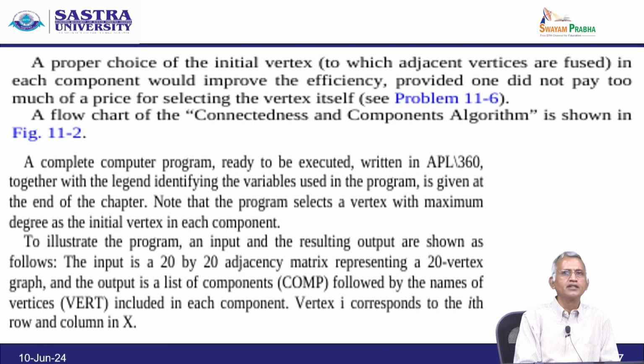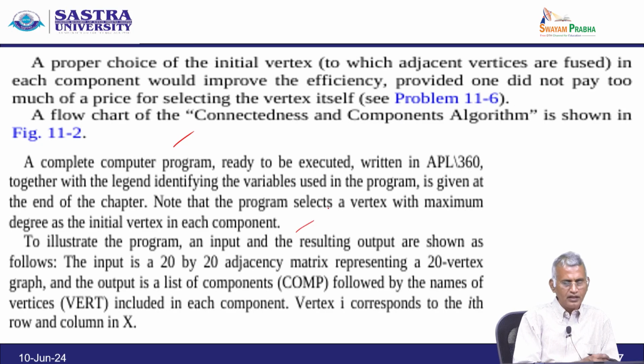A proper choice of the initial vertex in each component would improve the efficiency, provided one does not pay too much of a price for selecting the vertex itself. The flow chart of the connectedness and components algorithm is shown in the figure. So, we can write the computer program and execute it, with a legend identifying the variables used in the program. You can use C, C++ or Python, whatever programming language you prefer. The program selects a vertex with the maximum degree as the initial vertex in each component.